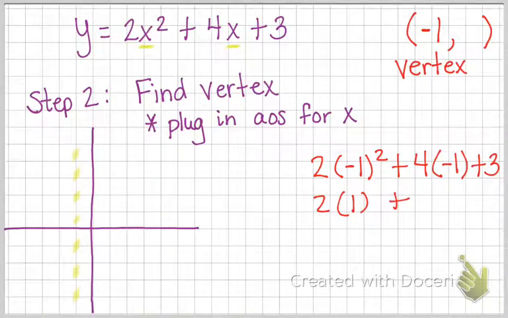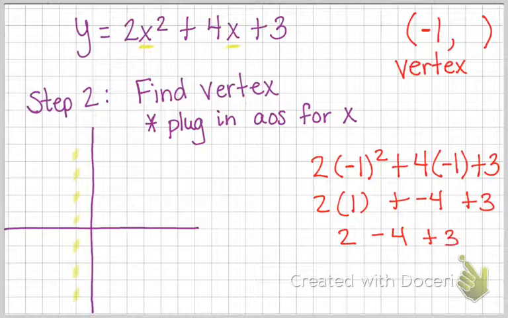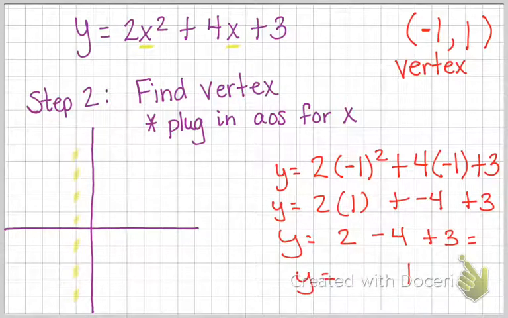4 and a negative 1 is a negative 4, and then plus 3. A 2 times 1 is 2. We have negative 4 plus 3, and so then we simplify down, we get 1. So we know our y value is 1. This is all equal to y. So now we know our vertex. We know our turning point, our true point of our vertex. So we go over to negative 1, 1, and here will be our vertex. We know this is going to open up, so it's going to go up in a smiley face. So this is going to be a minimum.